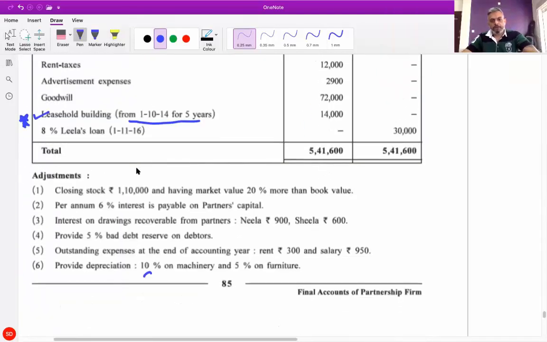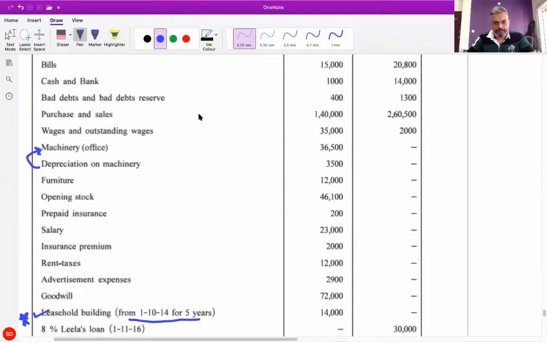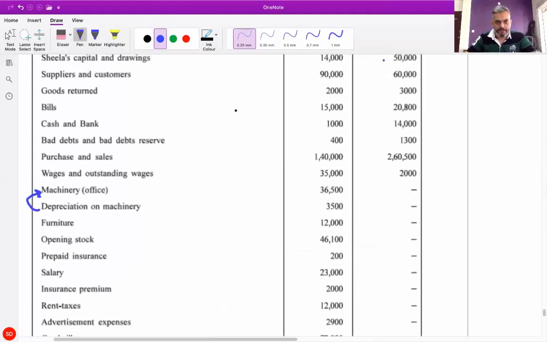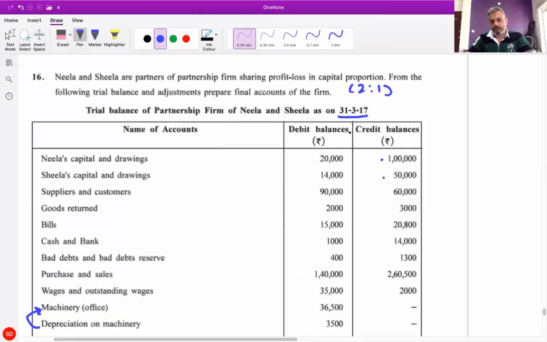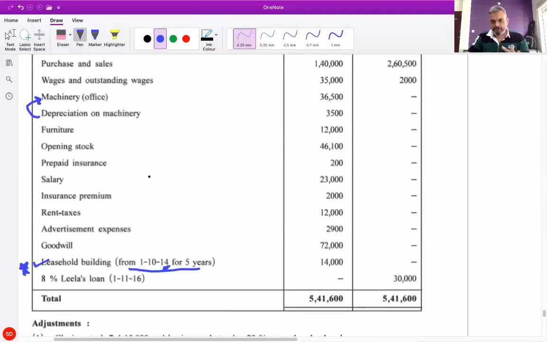Okay, now for this leasehold building, I'll explain this concept to you. Now please ध्यान दो. यहाँ पे leasehold building is from 1/10/2014 for 5 years. So very important. Our balance sheet date is 31/3/2017. तो ये तो 16-17 में परचेज किया हुआ लीज नहीं है. This is way before 16-17. So we have to calculate now this 5-year lease. Out of this 5-year lease, how much time has gone by and how much time is still left, and accordingly we have to do this adjustment.